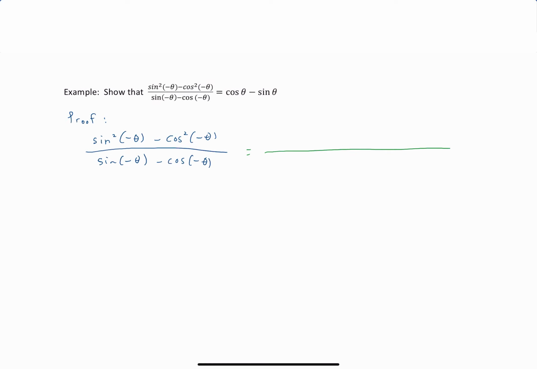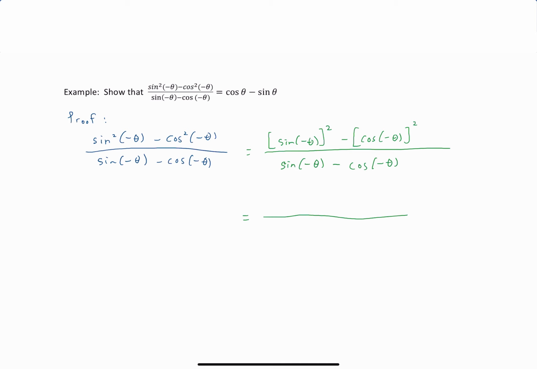Sine squared of negative theta means I have sine of negative theta being squared. And then I'm subtracting something. What am I subtracting? Cosine squared? Well, that's the same thing as cosine of negative theta being squared. And similarly down below, I have nothing really to do down there. I have sine of negative theta, cosine of negative theta. I'm going to put in one more optional step.